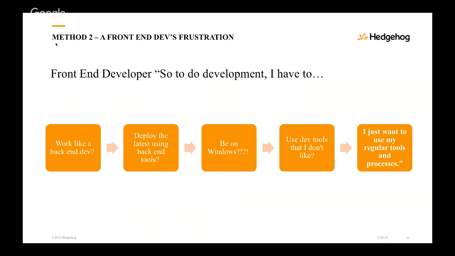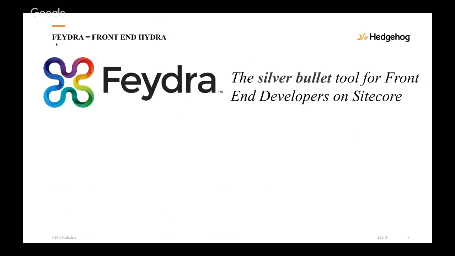So in order for the front-end developer to do development, they need to work like the back-end developers. They need to deploy with the same tools as we are working on. And the biggest insult for them is to be on Windows, because most of them are on Mac, and to use tools that they don't know or they don't like. And mostly what they will say is, but why can't I just set up my own build and my own things? And this is where Feydra comes into place, and we call it the front-end Hydra.